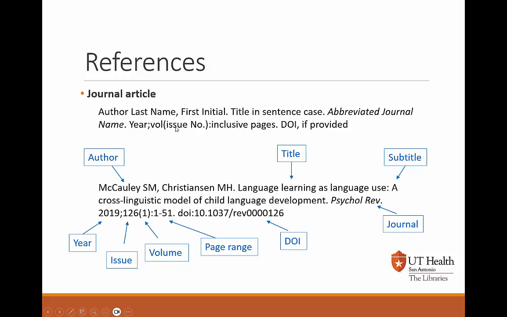Notice there are no spaces between any of these here. You can see an example of what that looks like down here. And if there is a DOI, it should be provided. If not, it's fine to leave it out. If you do provide it, it goes at the end and it is not followed by a period.